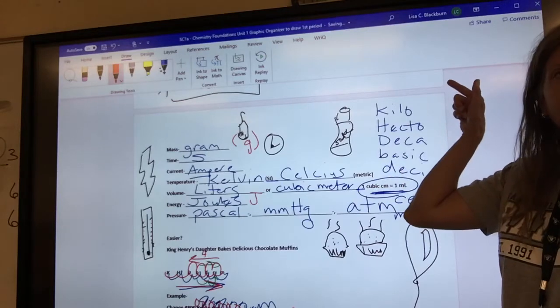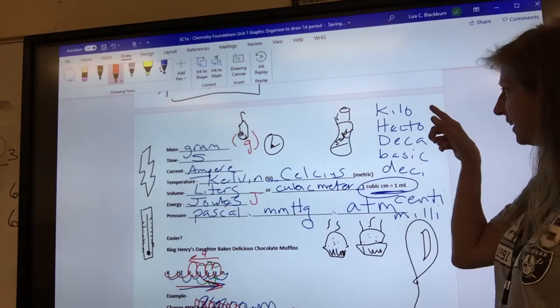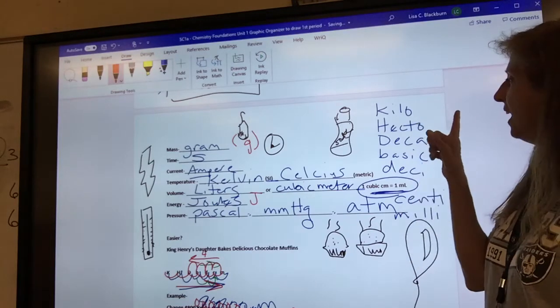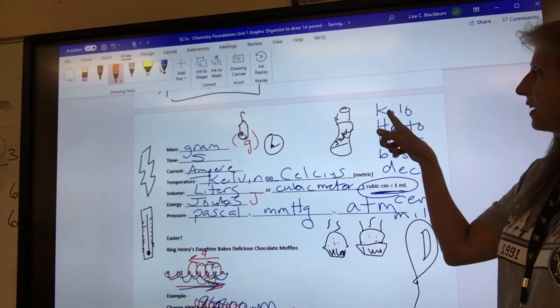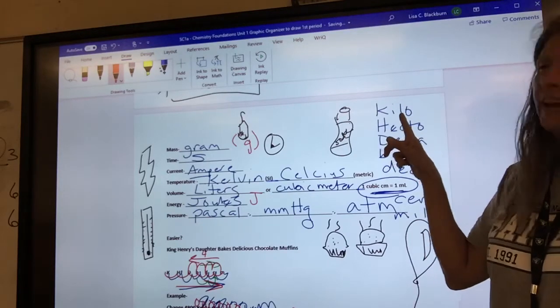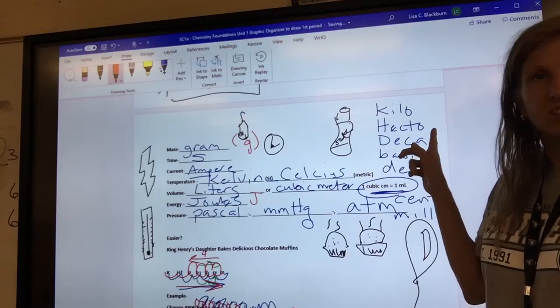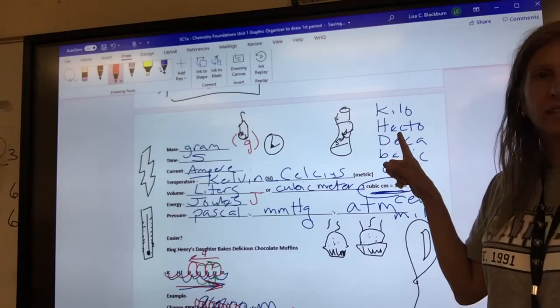All right, so here are our delicious muffins, and what does it mean? King is kilo. The symbol for kilo is capital K. H, King Henry is hecto. The symbol for hecto is capital H. The next one is deca, with a C-A, and the symbol is a capital D.